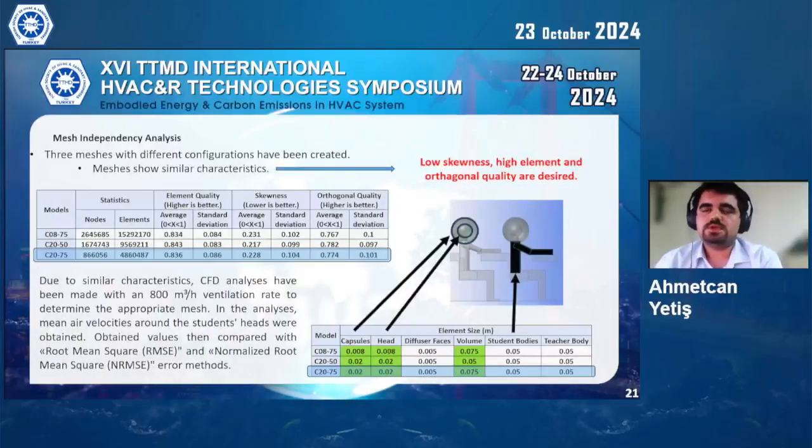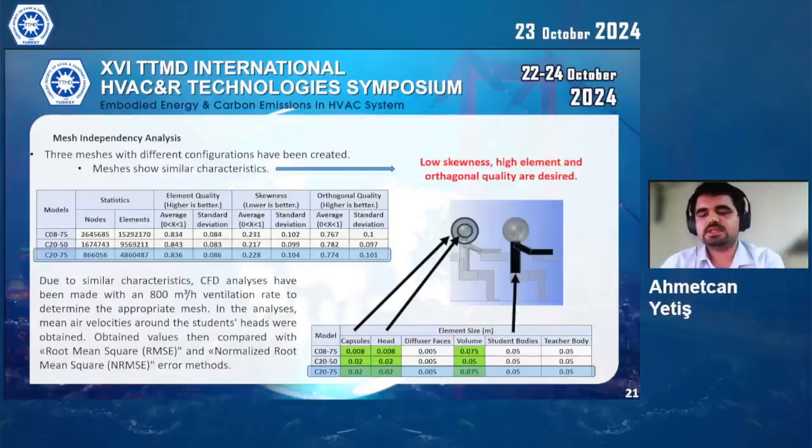Three meshes with different parameters were created for the model to investigate mesh independency. Sizing of these meshes is given on the bottom right side, and statistics of the created meshes are given in the table on the left side. To identify these meshes, we decided to use the first 2 numbers to define the element size around the head, and the last 2 numbers define the size of the mesh in the whole volume of the classroom. In general, low skewness, high element and orthogonal quality are wanted in these meshes. Statistics of these created mesh structures revealed that the quality of these 3 models is very similar.